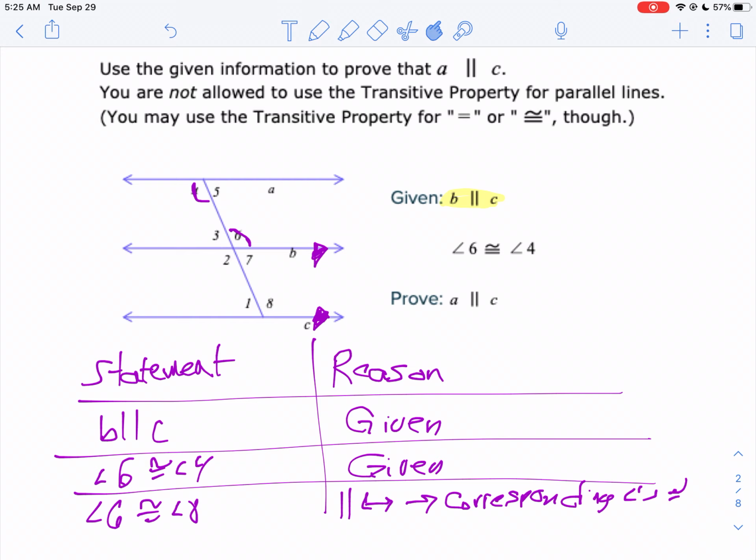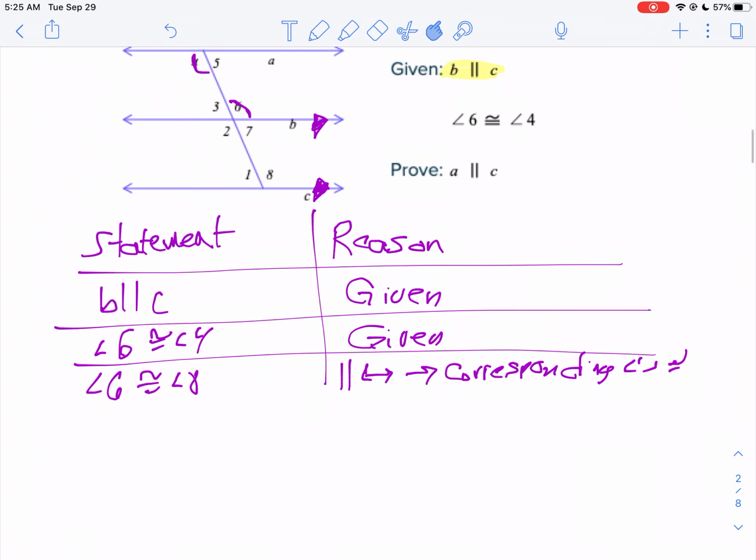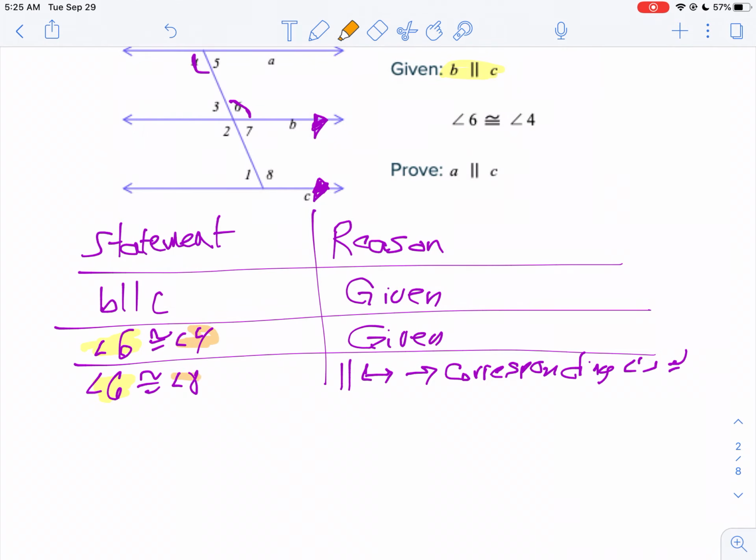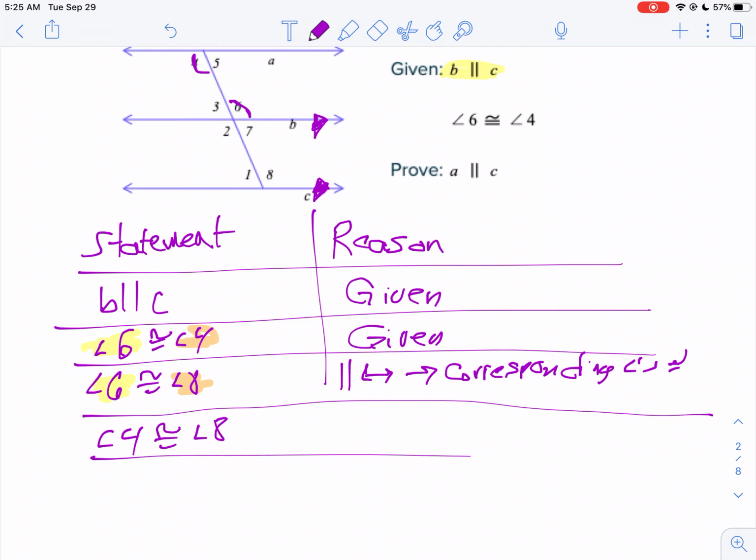Now, if we don't look at the diagram but look at the proof, notice angle 6 is in two of our lines. So angle 6 is congruent to angle 4, and angle 6 is congruent to angle 8. So what does that tell me? Well, that tells me that angle 4 must be congruent to angle 8. And that's the property that everything congruent to the same thing is congruent, which is transitive. So angle 4 is congruent to angle 8. Reason? Transitive.